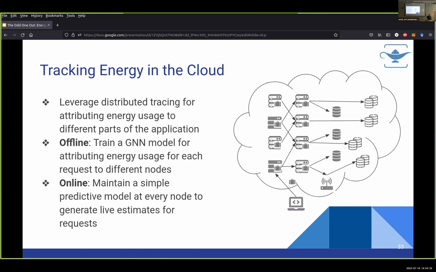To do so, we have come up with a scheme where every single node runs its own prediction model, which is fed information from the offline GNN model periodically, and it uses that information to come up with estimates for incoming requests. These are then exposed to the application developers through an API, which they can use to make application-level decisions. This way we can make this crazy intractable problem tractable to a certain extent.